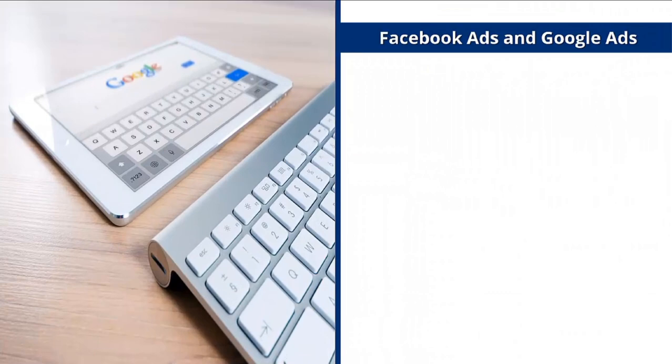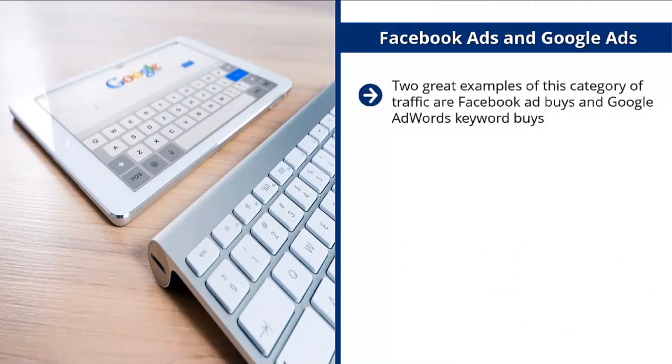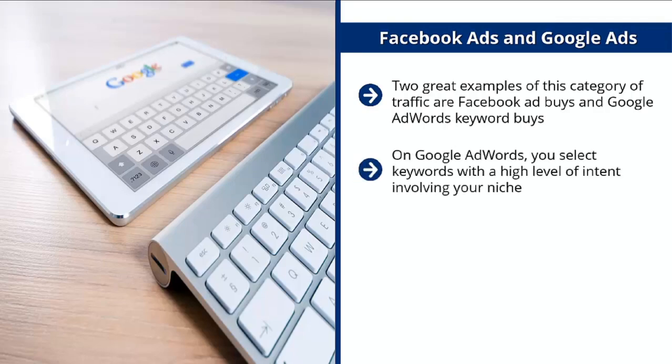Facebook ads and Google ads. Two great examples of this category of traffic are Facebook ad buys and Google AdWords keyword buys. In the case of Facebook, you buy traffic directly to a link. You add a picture and a short description. You then target certain populations on Facebook and make certain guesses regarding interest profiles. On Google AdWords, you select keywords with a high level of intent involving your niche. These keywords indicate a high willingness to buy whatever it is you're promoting. You run the campaign so you can see whether you are getting a high volume of clicks or not.